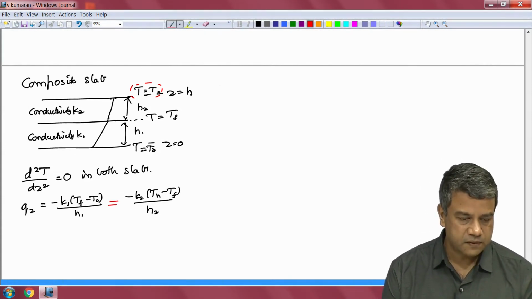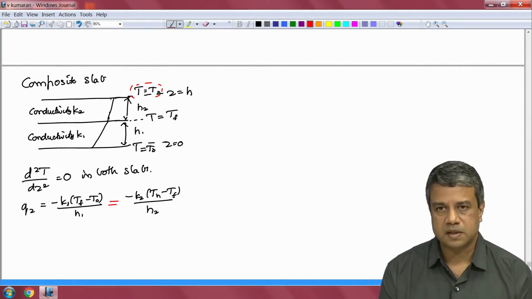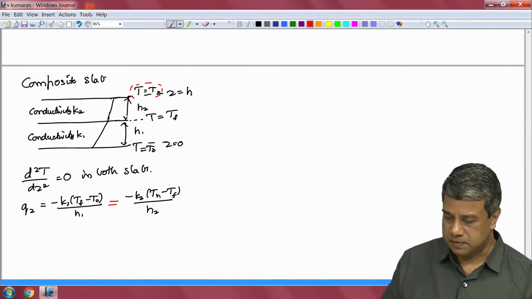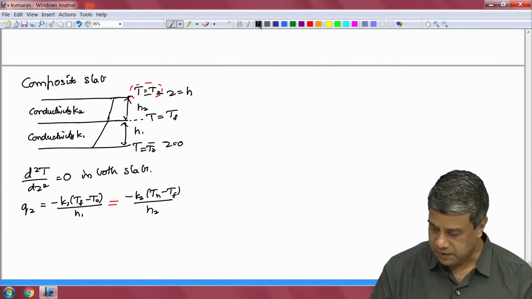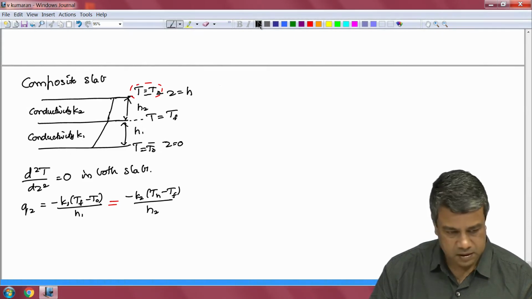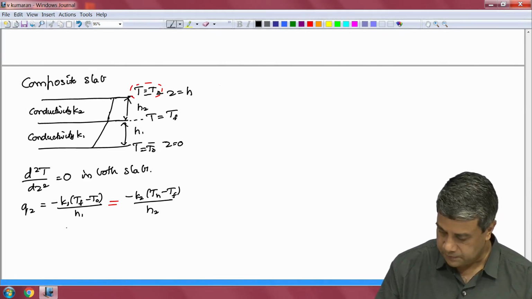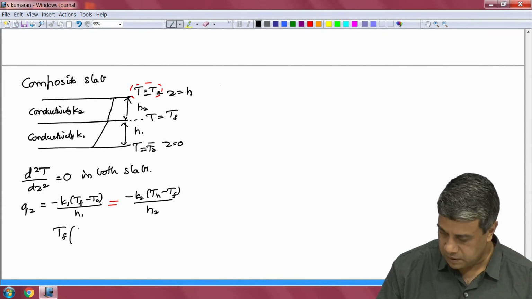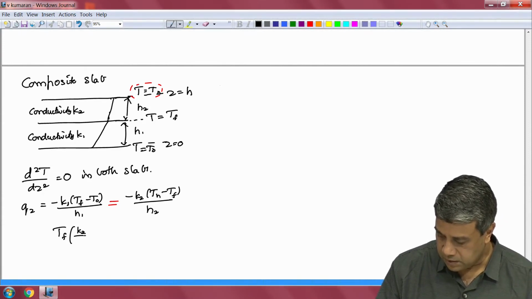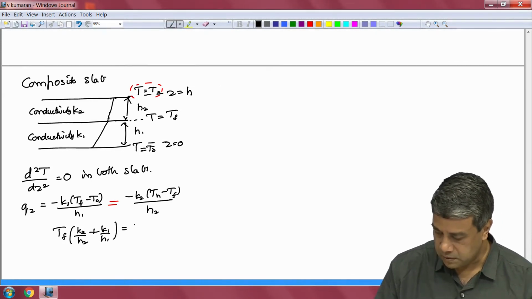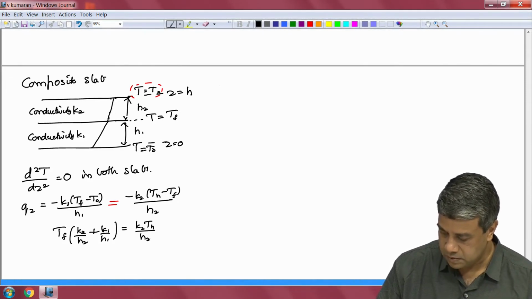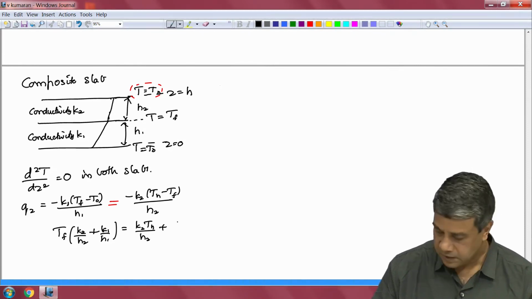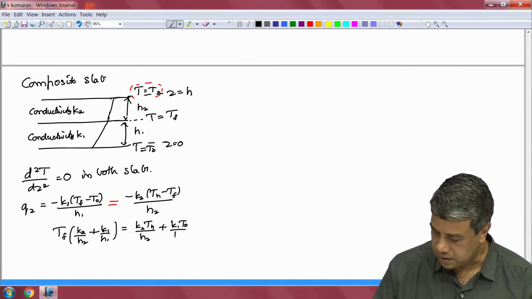So, therefore, I can use this to find out what is this temperature Tf in between the two slabs. If I take Tf all to one side, I will get Tf into K2 by H2 plus K1 by H1 is equal to K2 Th by H2, plus K1 T0 by H1.